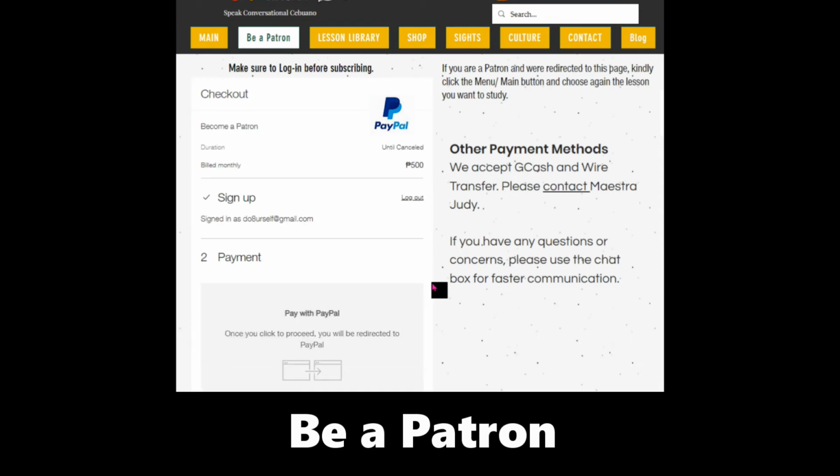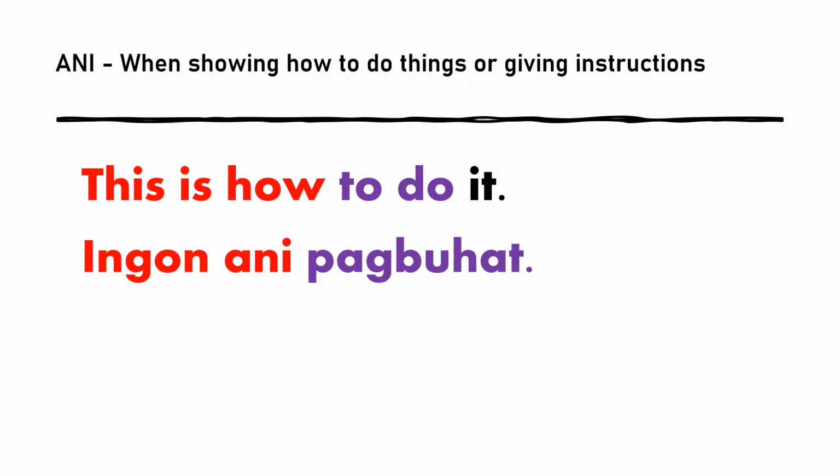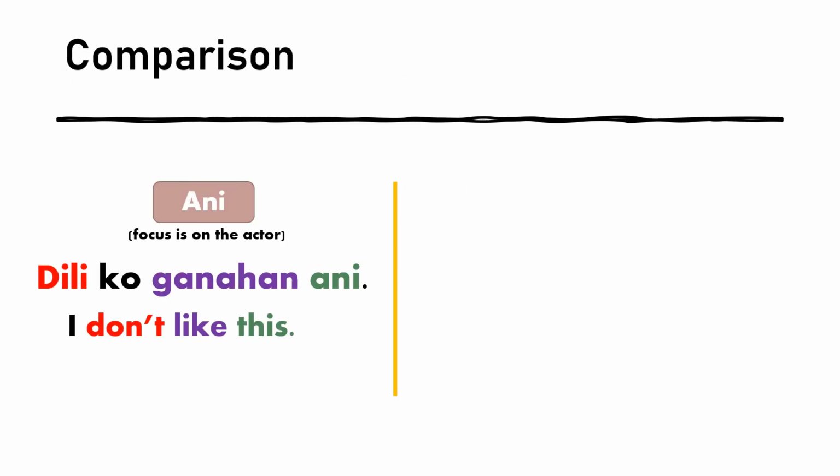Now let's go back to our lesson. Let's have a comparison. I would like to say I don't like this. Okay, I don't like this. So to use ani, I will say it like this. Dili ko ganahan ani.